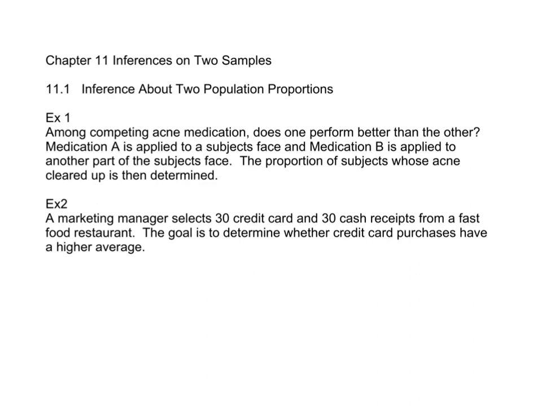In example 2, we have 30 credit card and 30 cash receipts at a restaurant, and the goal is to determine whether the credit card purchases have a higher average than the cash purchases. So instead of, in the previous chapter, comparing sample data against a known value or a hypothesized value, in this section we're comparing two different samples to each other.